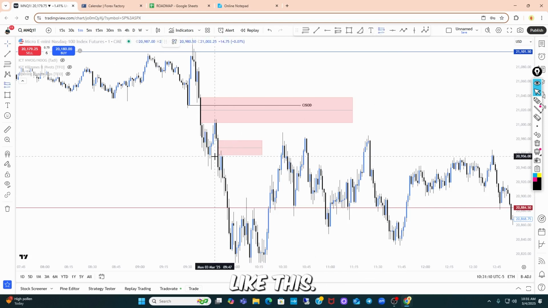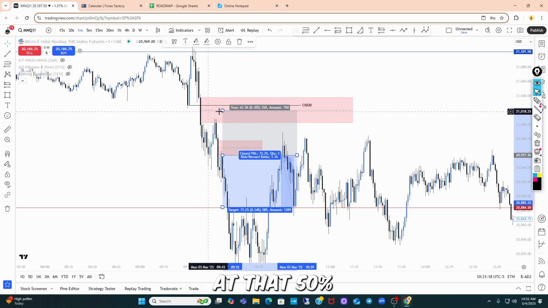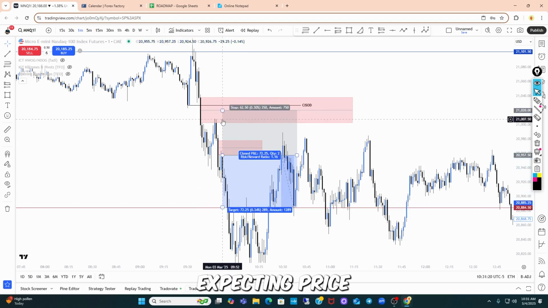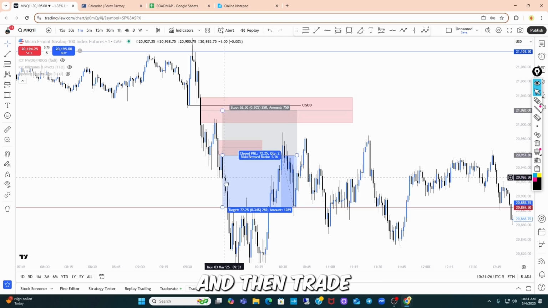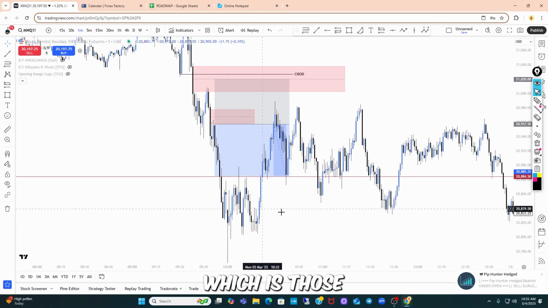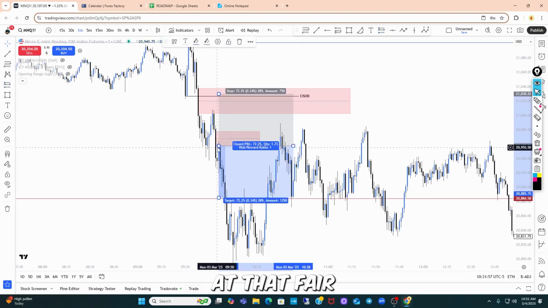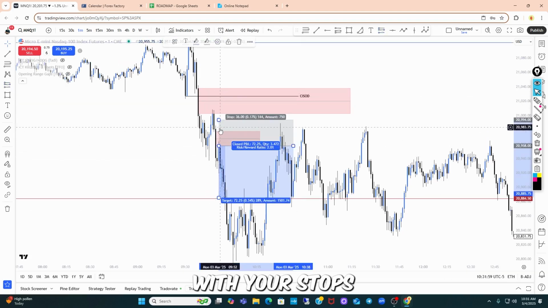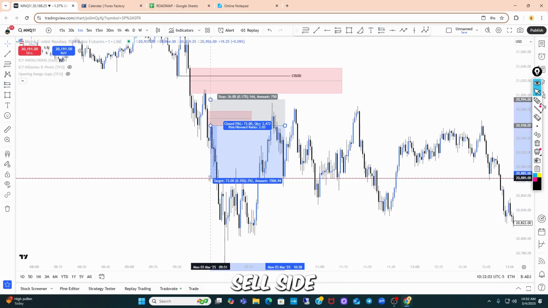And it looks something like this if you're using that fair value gap. And you would keep your stop at that 50% of that gap, expecting price to not trade to that fair value gap and leaving that consequent encroachment intact. And then trade to sell side liquidity, which is those London lows. So your entry would look like this. You would enter at that fair value gap with your stops above the candle of that fair value gap, and you would target sell side liquidity.